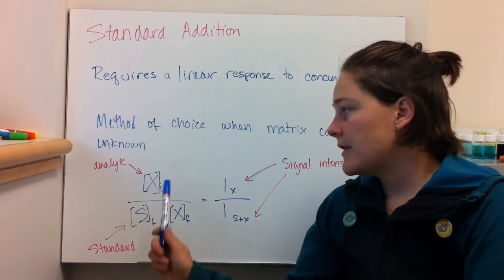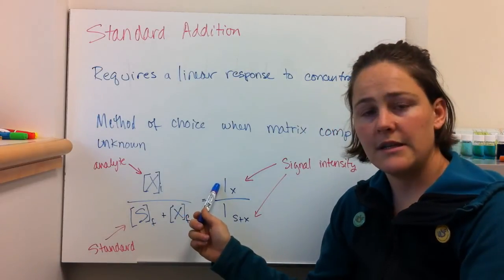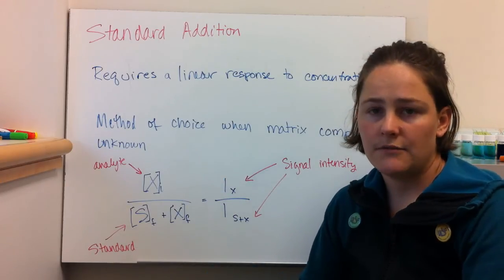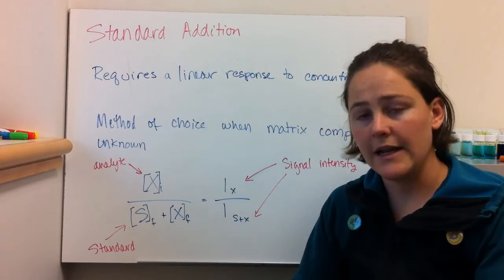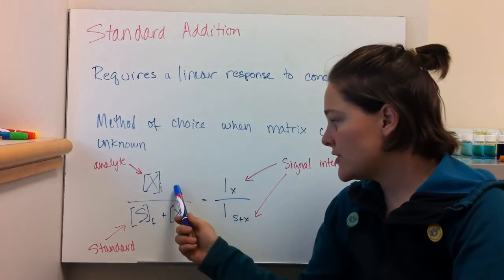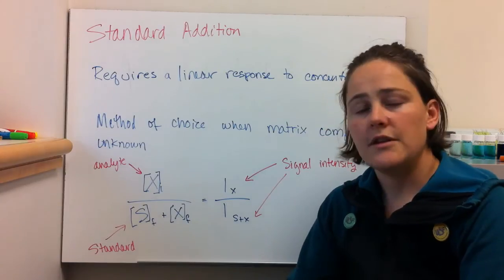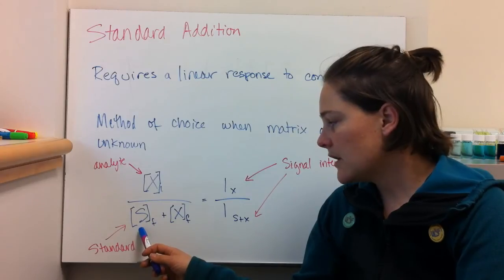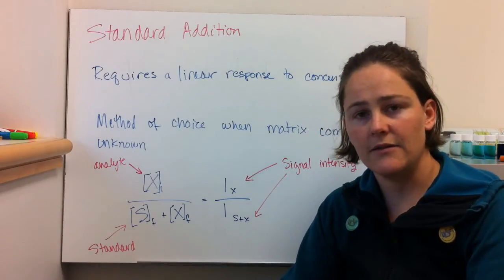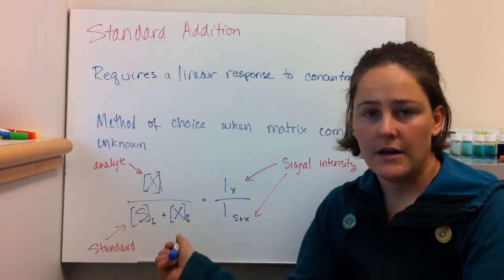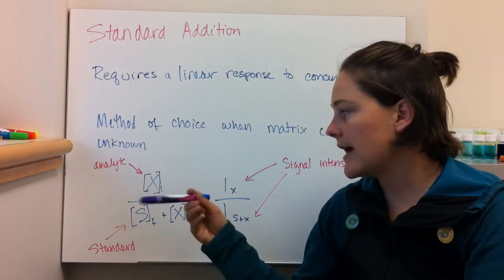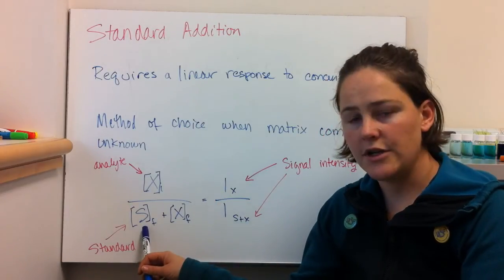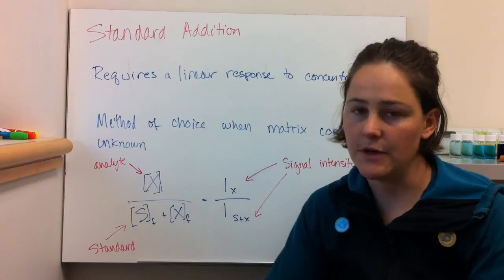So essentially what we have here is the ratio of the signal intensity of just X, your analyte, to the signal intensity of your analyte and your standard, is equal to the initial concentration of your analyte divided by the concentration of your standard plus the final concentration of your sample. And since you're going to add a standard to your sample, that changes the final concentration of your standard as well as your sample.